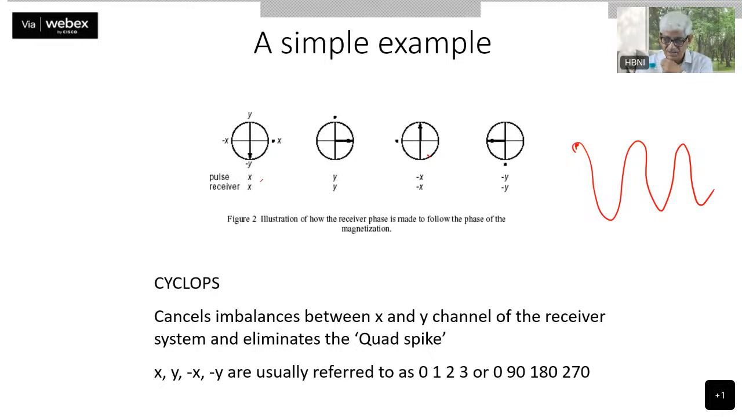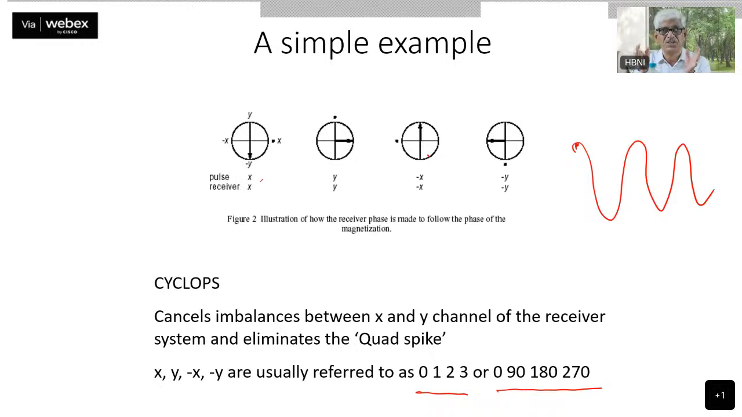Typically, instead of saying x, y, minus x, minus y, sometimes we also write it as 0, 1, 2, 3, or 0, 90, 180, 270, because this goes in steps of 90 degrees. It is not necessary that it should go in steps of 90 degrees only. You can also have phase shifts of 20 degrees, 30 degrees, 40 degrees and things like that. Those are the phase shifts you can use for a particular receiver.